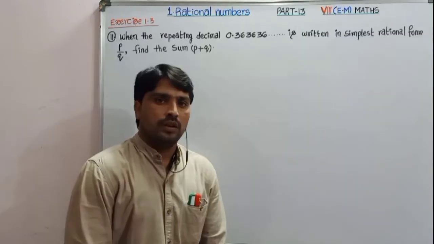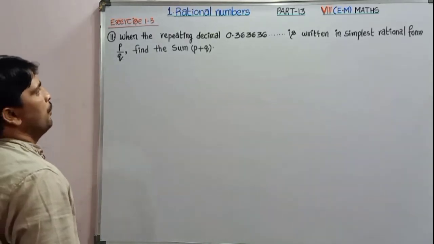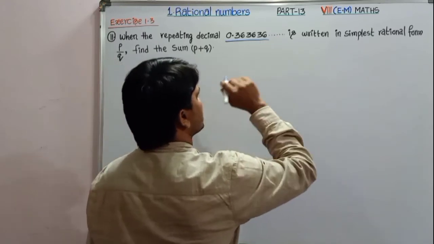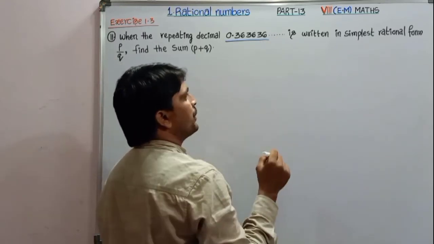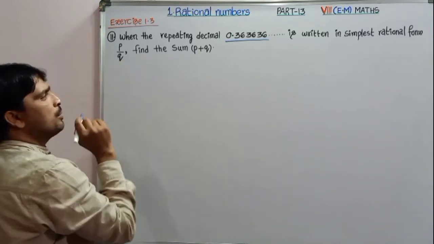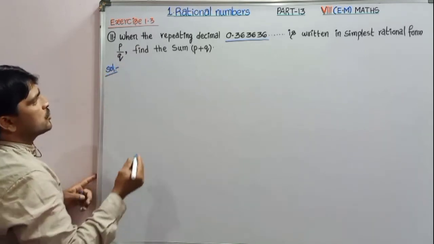Okay. Last question of exercise 1.3, 11th one. When the repeating decimal 0.363636 and so on is written in simplest rational form P by Q, find the sum of P plus Q. Okay. Let us see the solution.